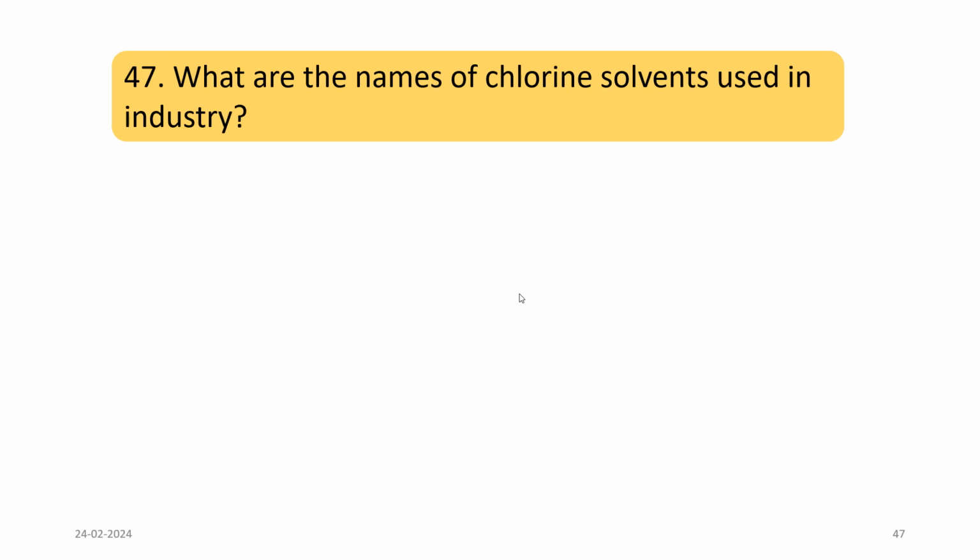So the names of the chlorine solvents used in industry are, so chlorine is used as solvents in industry. So what are the names of these chlorine solvents? Ma'am, vanadium oxide chloride, chromyl chloride, titanium tetrachloride, tin chloride.